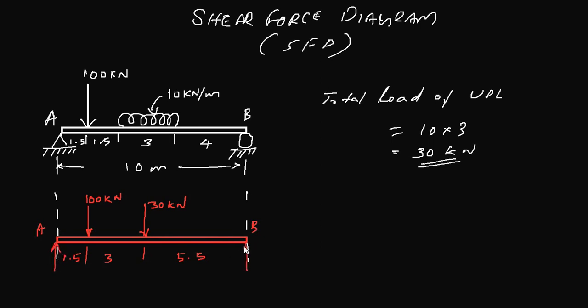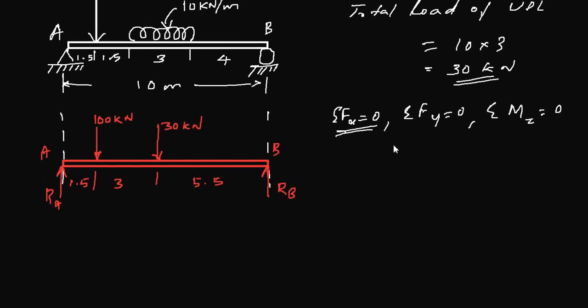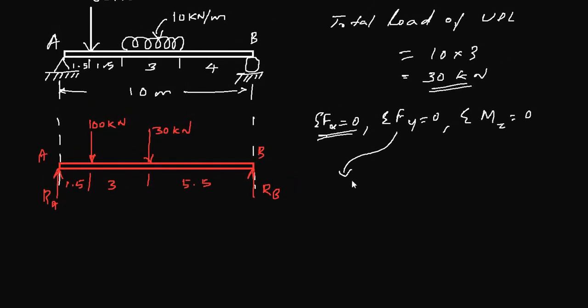Now you can calculate reactions at A and B. We apply our equilibrium conditions, which are summation of forces in x direction equal to 0, summation of forces in y direction equal to 0, and summation of moments about z direction equal to 0. This is 0 because there is no forces in x direction, and now you have this equation will give you RA plus RB is equal to 100 plus 30, which is 130 kilonewton.